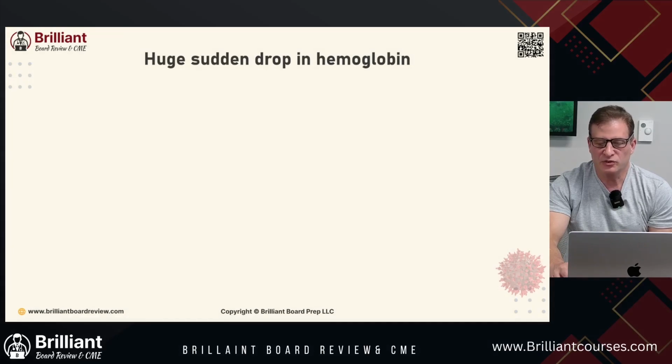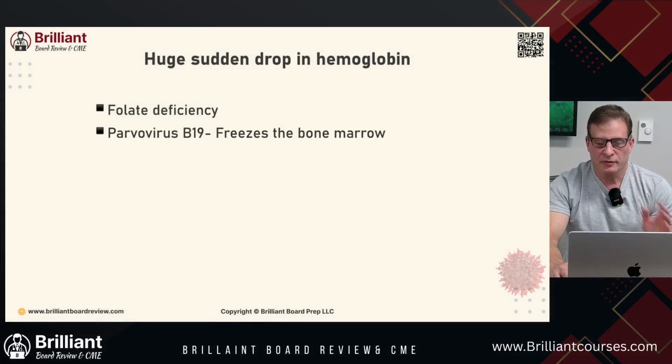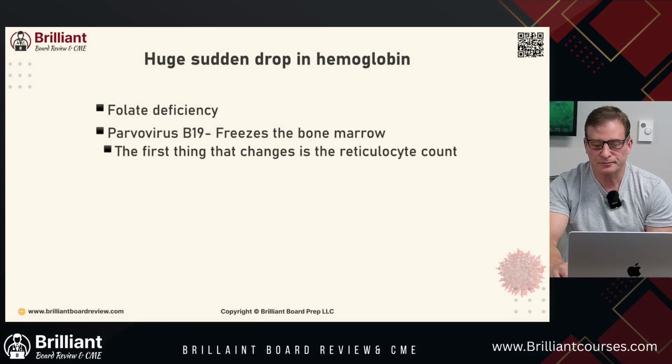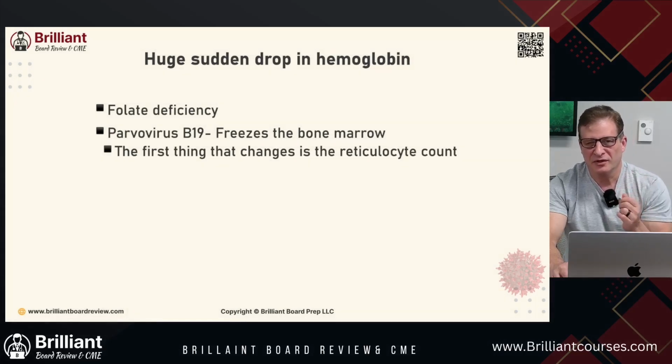What if we have a sudden drop in hemoglobin? Can be folate deficiency. Here we go, parvovirus B19 freezes the bone marrow. The first thing that changes is the reticulocyte count. This is the urine of the kidney. Remember, the urine output is a first sign of acute kidney injury, that is, decreased urine output.